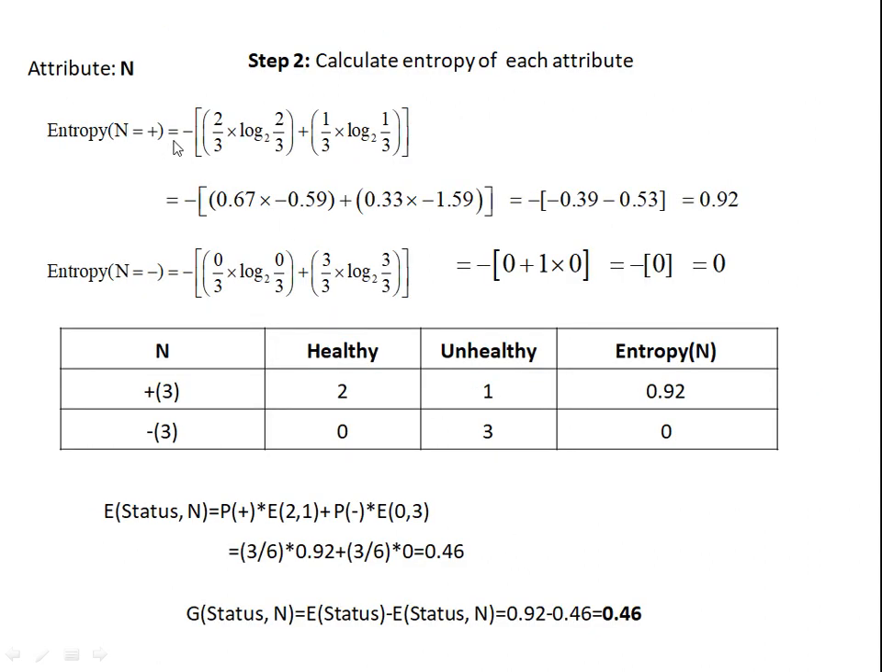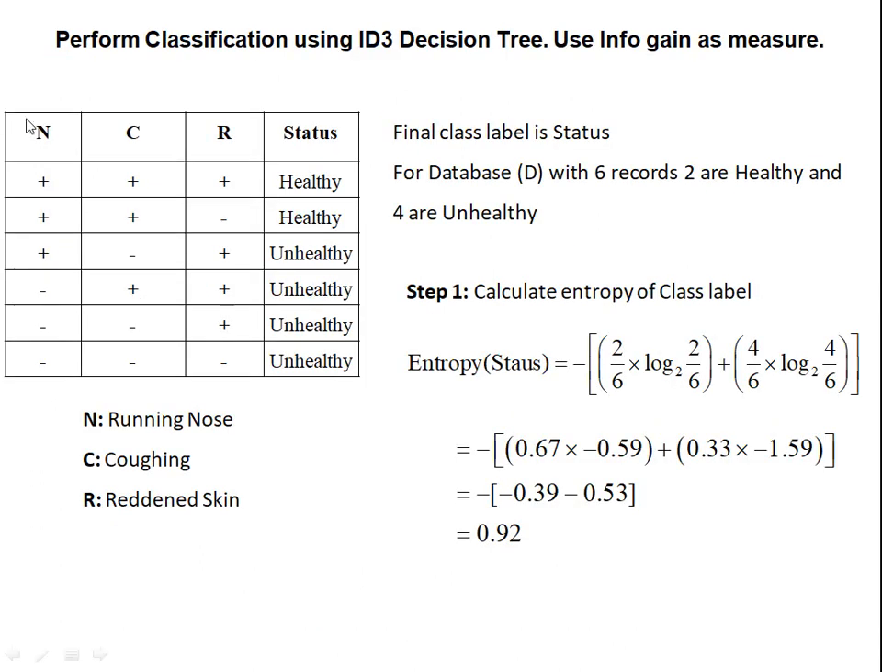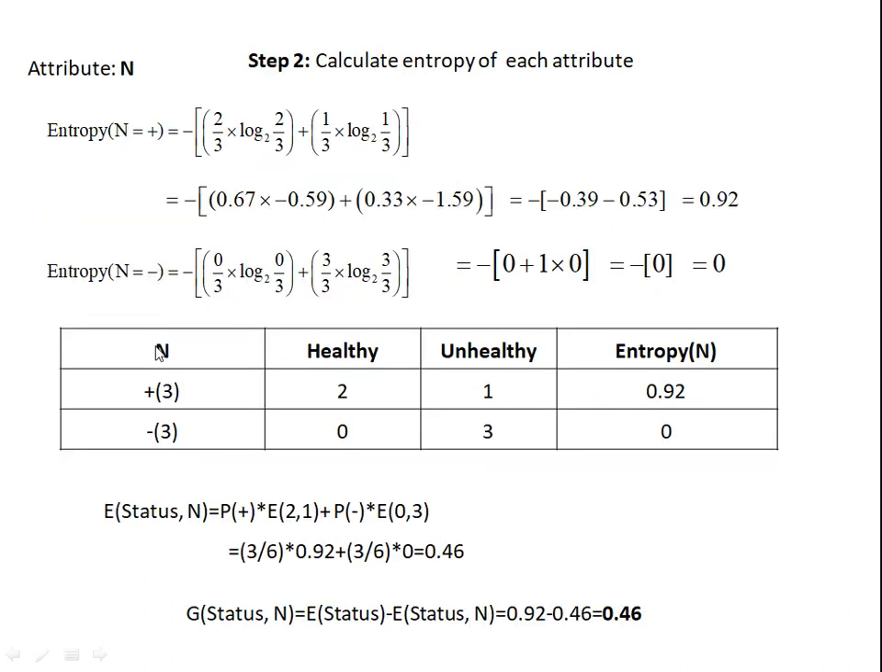Next, calculate the entropy for a particular attribute. Now consider the attribute running nodes, that is N. This is a categorical attribute. Two categories are there, one is plus and the second is minus. Now we require to check. First we require to create the table like N to status, healthy and unhealthy.